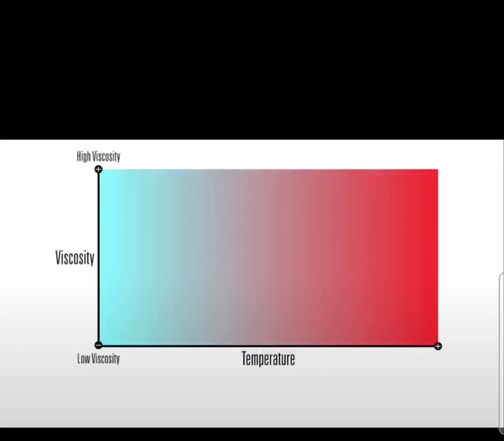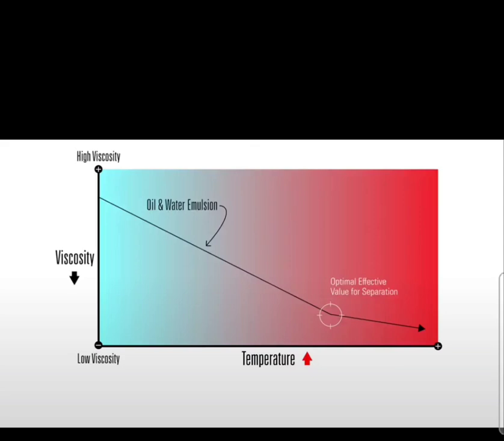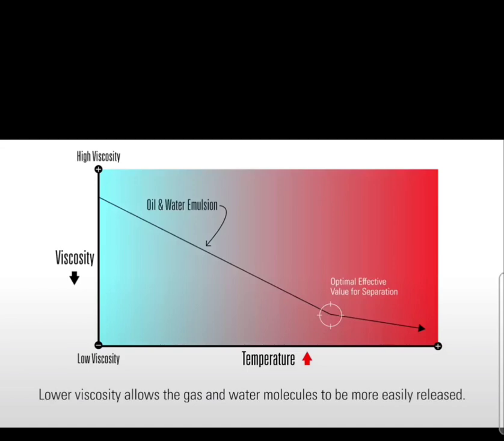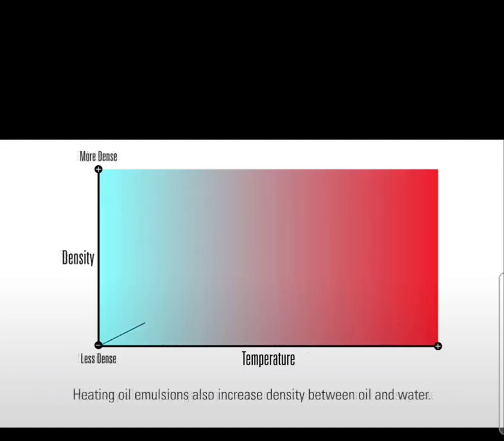The first principle we'll discuss is heat. When separating liquids from each other, heating to certain temperatures enhances separation. When the temperature of an oil and water emulsion is increased, the viscosity of oil is decreased. This lower viscosity allows the gas and water molecules to be more easily released. Heating oil emulsions also increases density between oil and water.